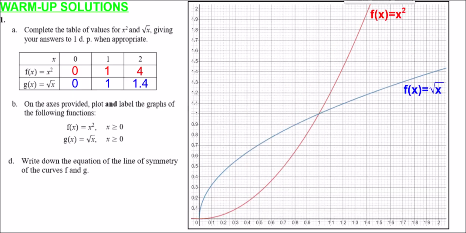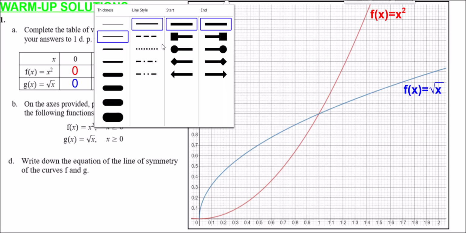For part D, we need to think about the equation of the line of symmetry of the curves f and g. Well, if you have a look here, this is above the line y equals x, and the red line is below the line y equals x, between 0 and 1. And if you imagine this here, you can hopefully see that there's a line of symmetry directly between these curves, and the line of symmetry actually would go perfectly between them and would in fact be the line y equals x.